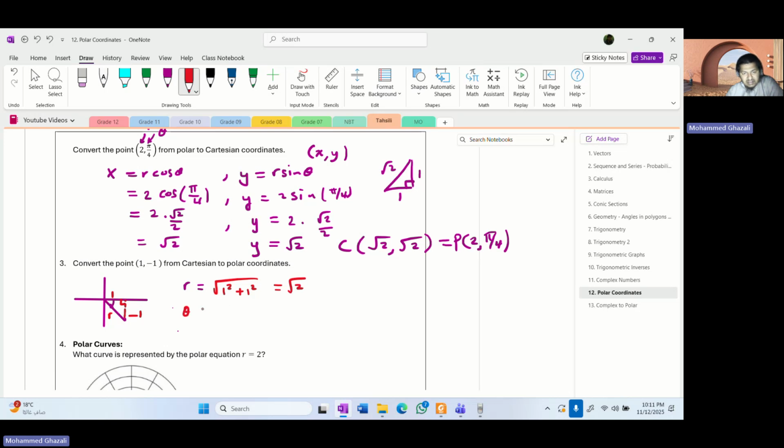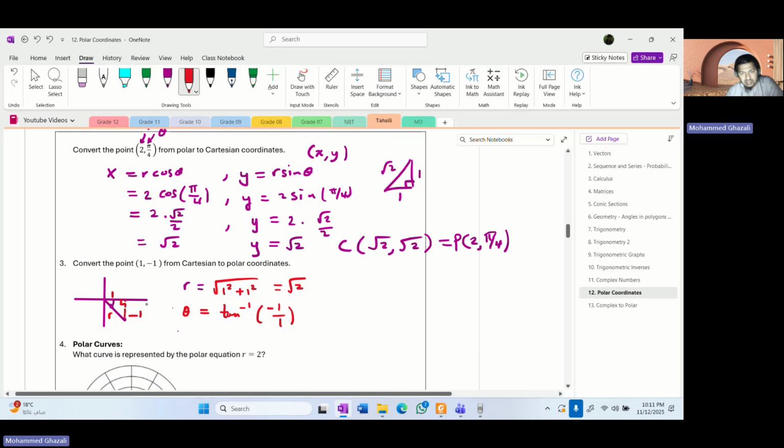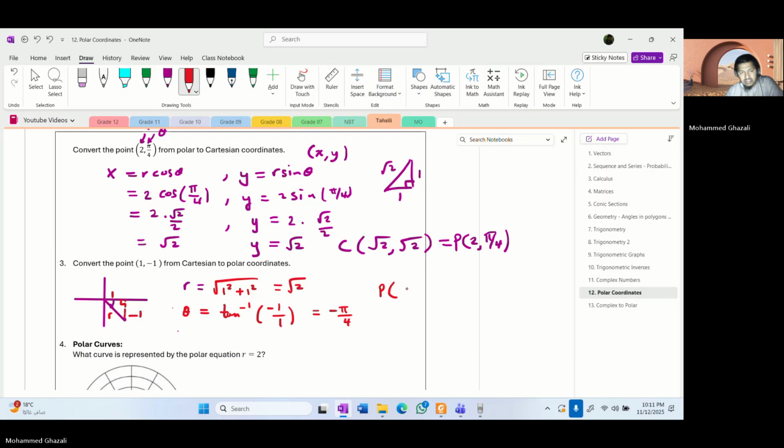And what is the theta angle? Tan inverse of -1. Opposite over adjacent, -1 over 1. So tan inverse of -1 over 1 is basically tan 45, right? But it's going to be -45, which is -pi by 4. So what's the polar point? The polar point is root 2 and negative pi by 4.